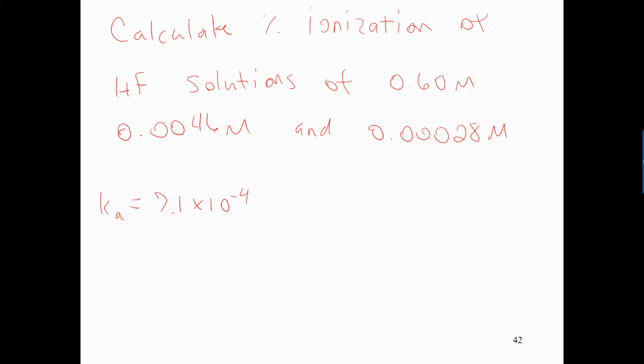HF is a weak acid. It has a Ka. That's how I know it's a weak acid. If it was a strong acid, it would have 100% ionization. Do we have to do 3 separate rice tables? Yes. Or if you can somehow put them all into one.